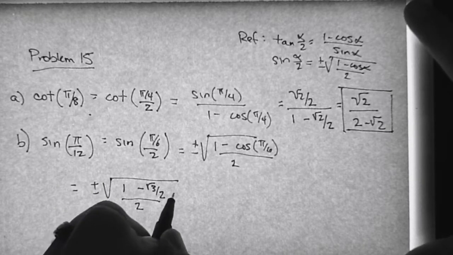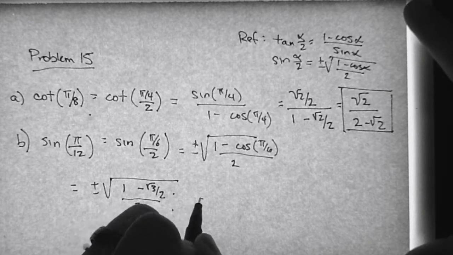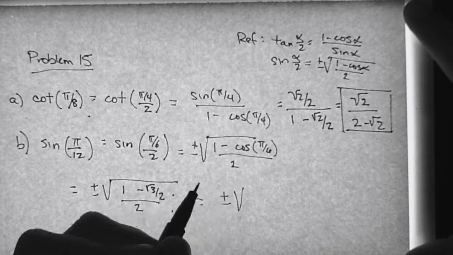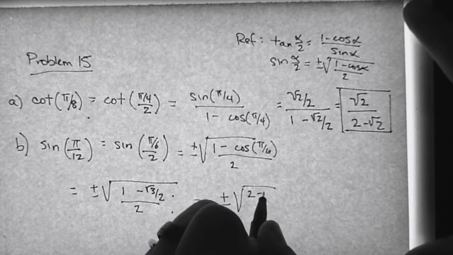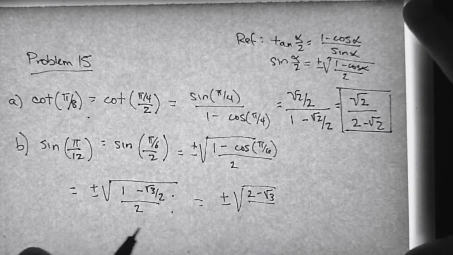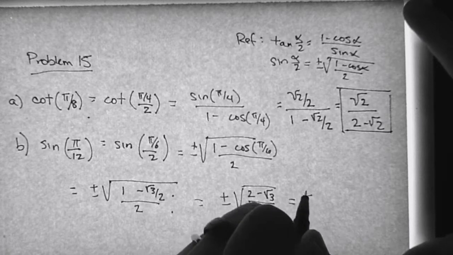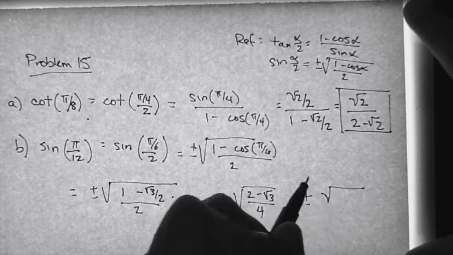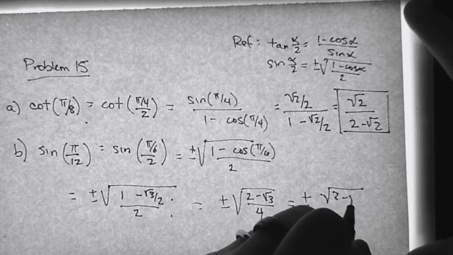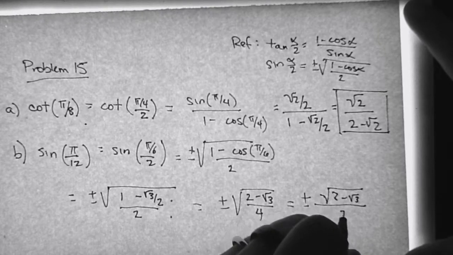So multiply, again, top and bottom times 2. We get plus or minus the square root of 2 minus square root 3 over 4. Under the square root, that's plus or minus the square root of 2 minus the square root of 3 all over 2.